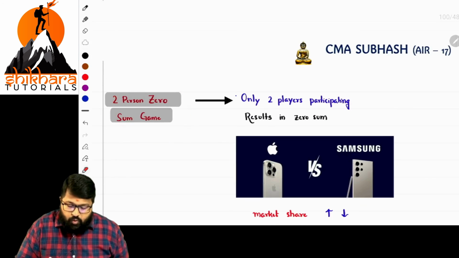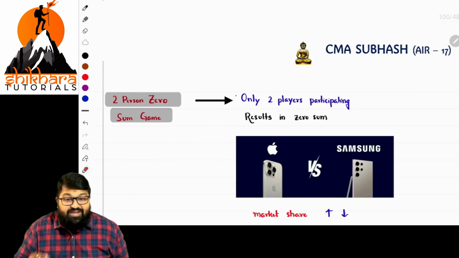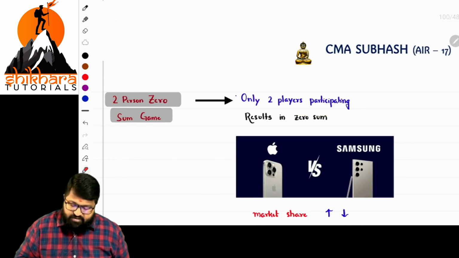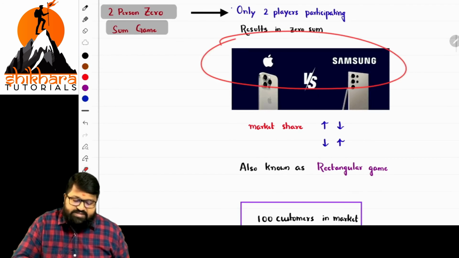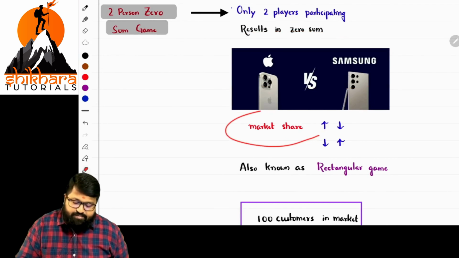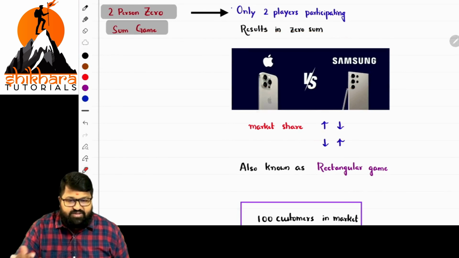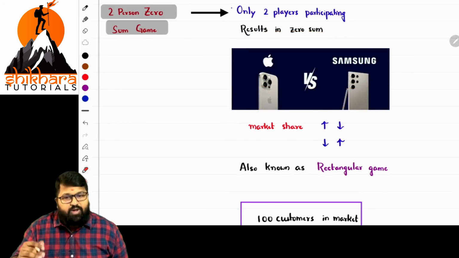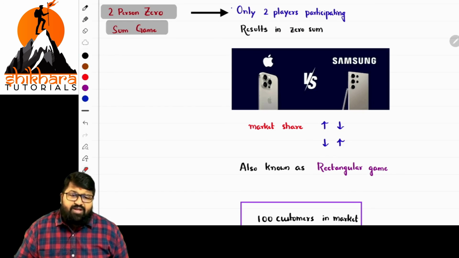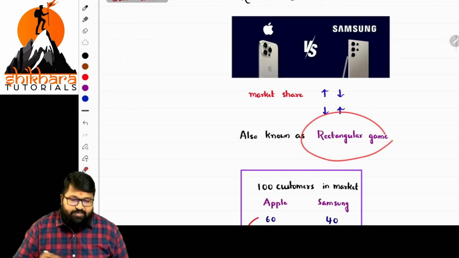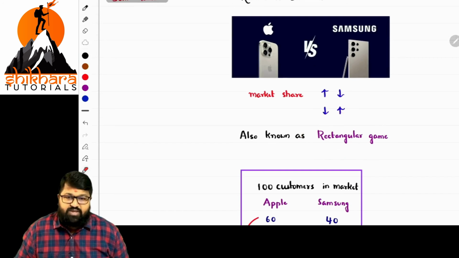What is this, sir? Only two persons are participating and the resultant is zero. For example, the two players are Samsung and Apple. In this case, if the market share of Apple has increased, then automatically whose share will come down? Samsung's share will come down, and the same vice versa. Okay. The other name for this is rectangular game. So they may ask in MCQs, be careful with this part.